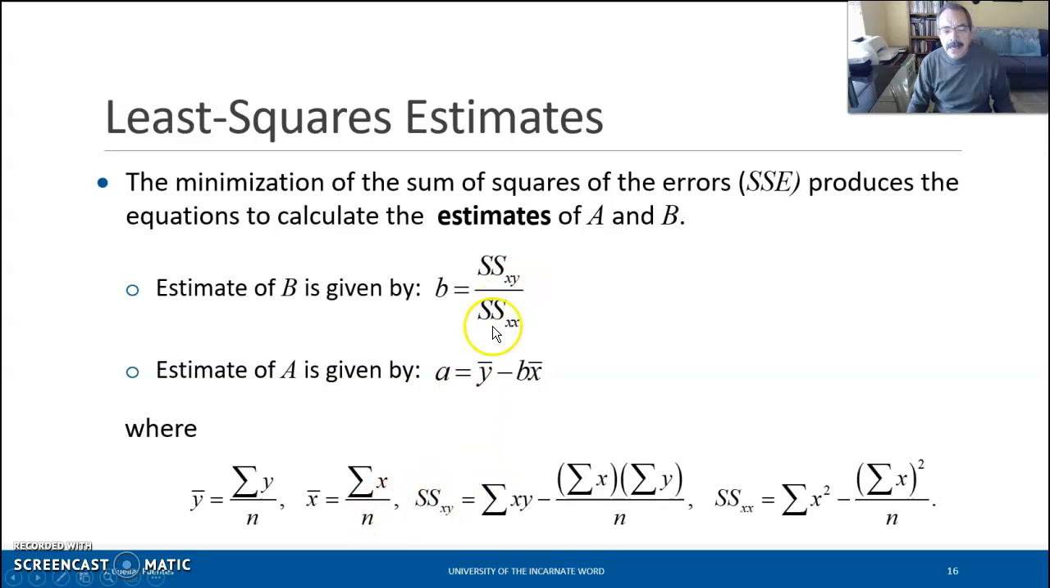To calculate the sum of squares, this SS, which designates a sum of squares, for the x, y values, we just calculate it this way: summing the product of the x times y for every case, minus the sum of all the x's times the sum of all of the y's, and dividing that by n. And the sum of squares xx is just calculated in this way.